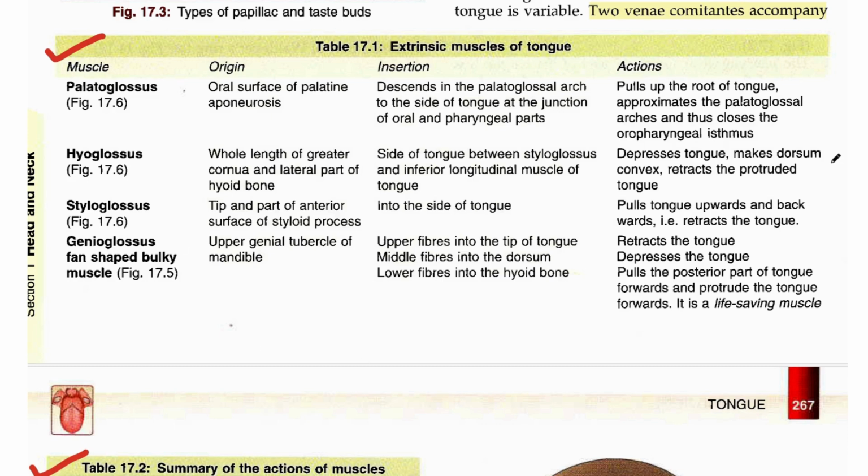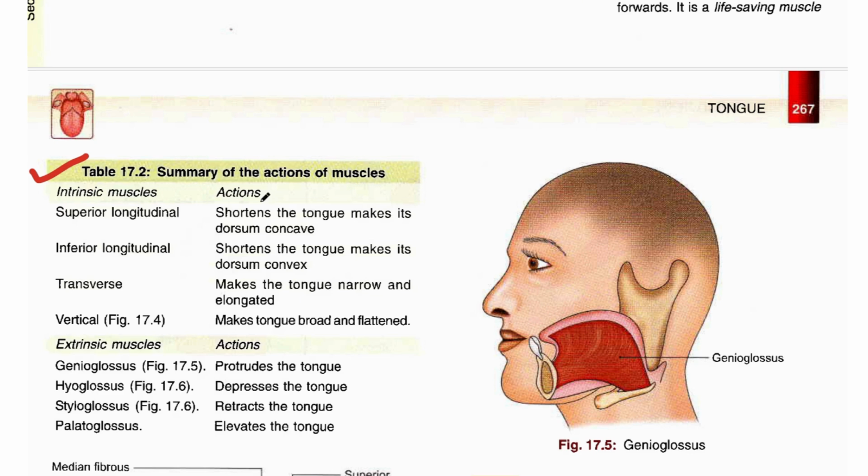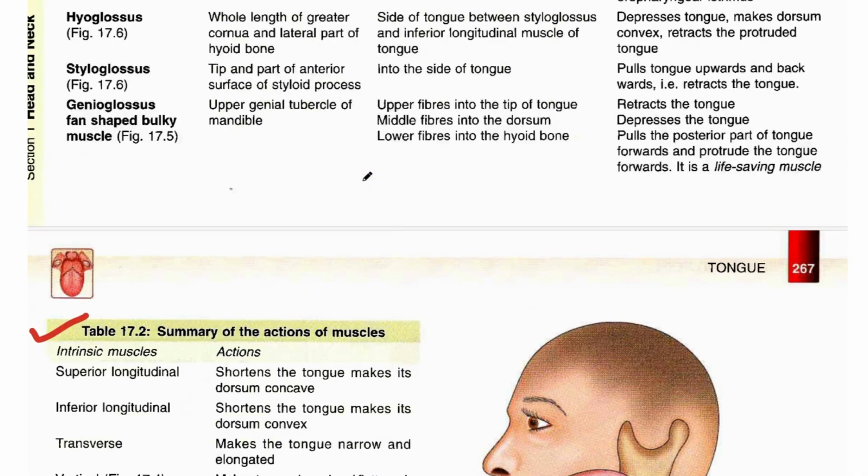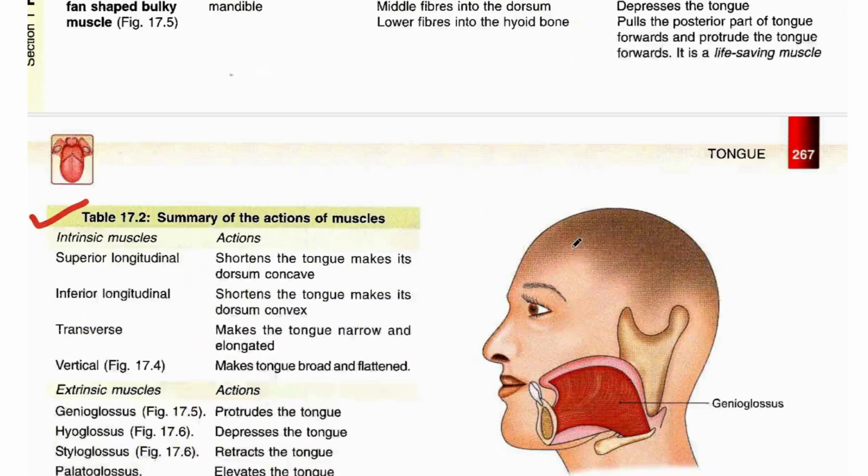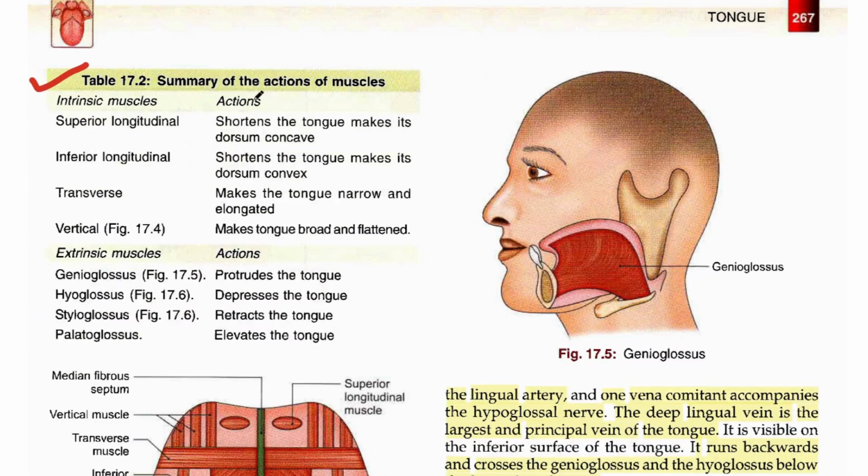Even if you draw this table, it will fetch you more marks. Then you can write the summary of the actions of the muscles. So instead of writing it in paragraph form, you can just make a table of the extrinsic muscles of the tongue, followed by a summary of the action of the muscles. That is, intrinsic muscles and their actions, and extrinsic muscles and their actions.